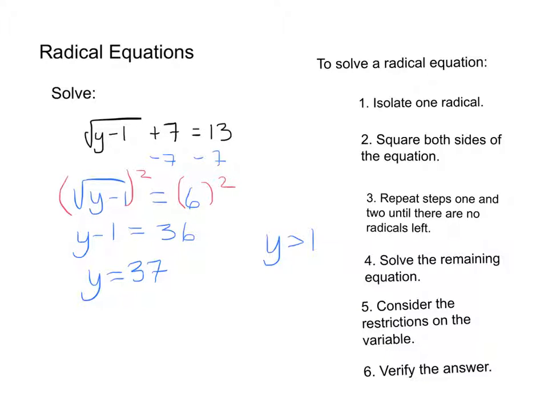Then we can look at the answer and say, does our answer jive with that restriction? Y is greater than 1, and we got y equals 37. Does that work? Yes. Sometimes you'll get answers where it doesn't work. It does here. So we have to consider it, though. If it had said something like y is less than 1, then we go, oh, that doesn't make sense. We can't have that answer. But here we can. So then it says to verify, and how would you verify?